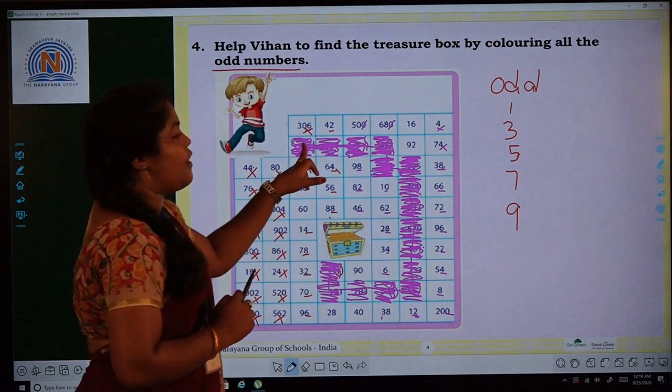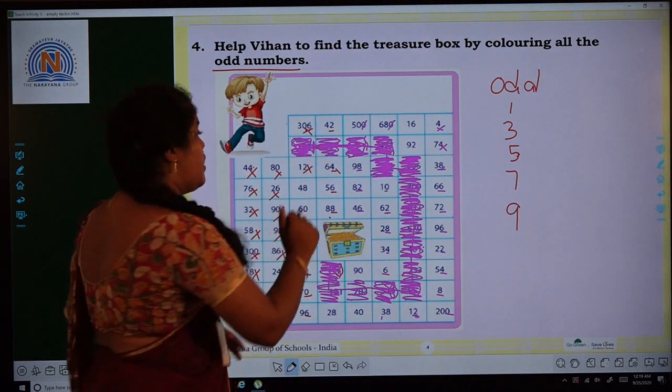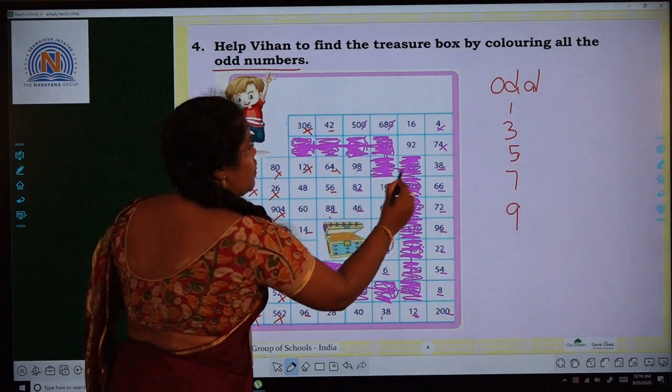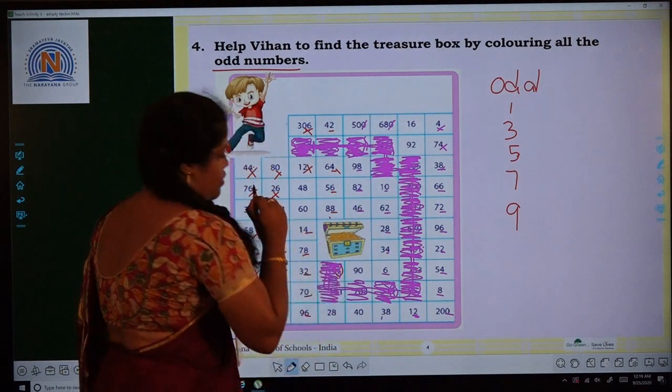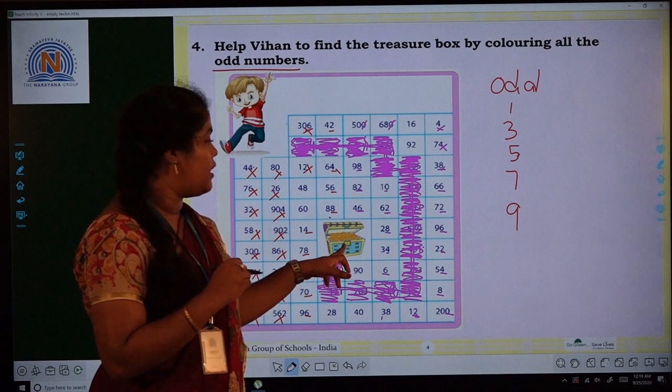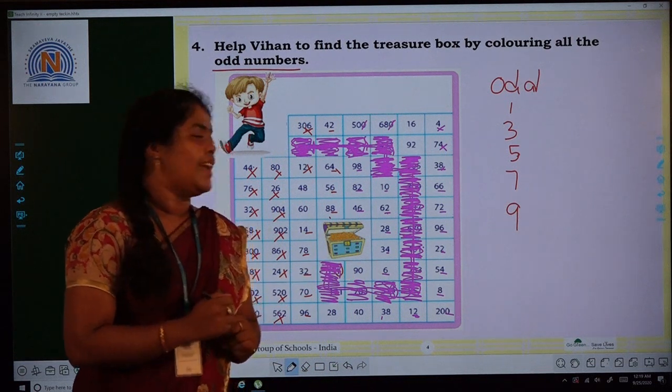See here, it is the way of Wahin to reach her treasure. Yes, Wahin safely reached her treasure. Thank you everyone.